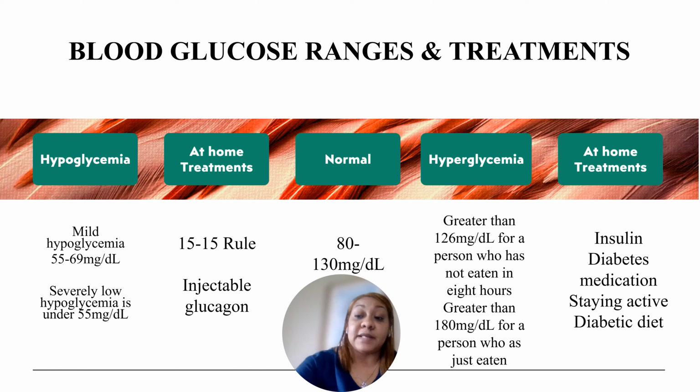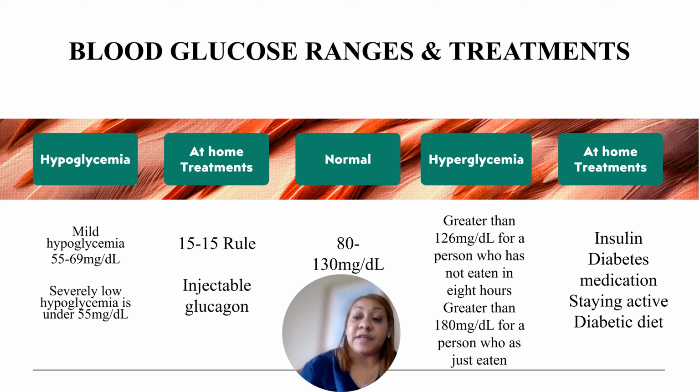Treatments for hyperglycemia that is greater than 180 milligrams per deciliter includes insulin. Long-acting insulin can help stabilize your blood sugar. However, you may need a fast-acting insulin with a sliding scale to help you decrease your blood sugar levels when it is too high. Diabetes medication helps keep your blood glucose levels under control.